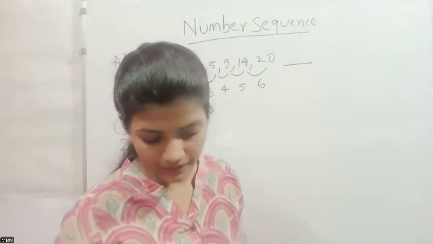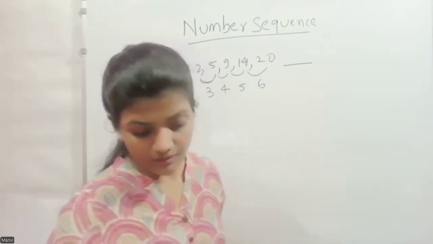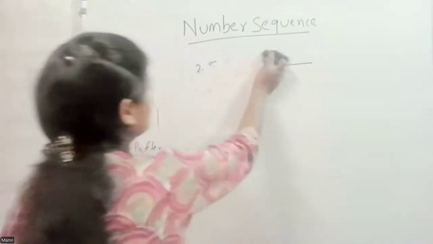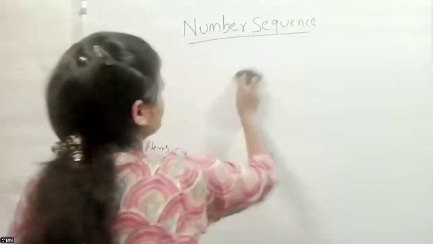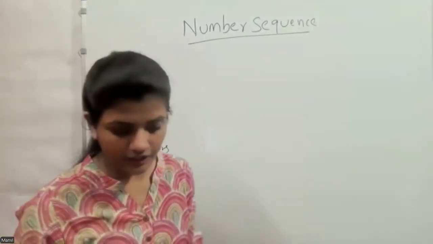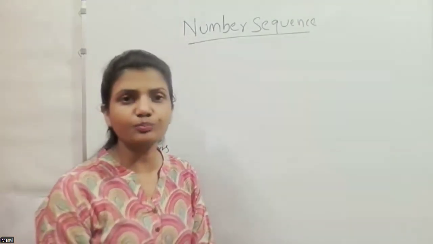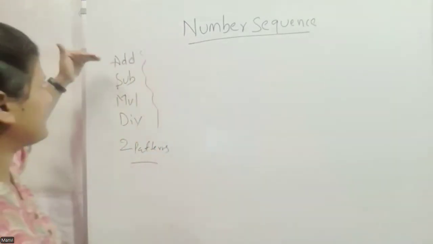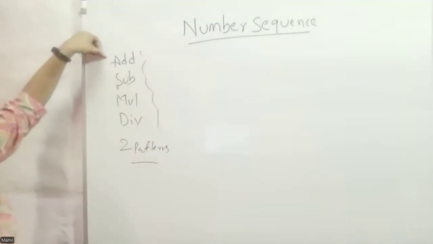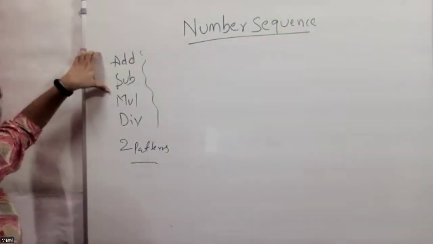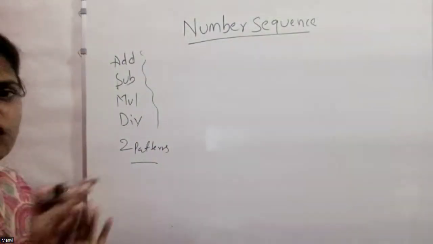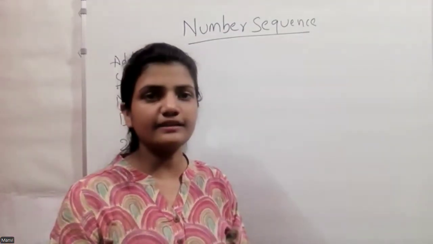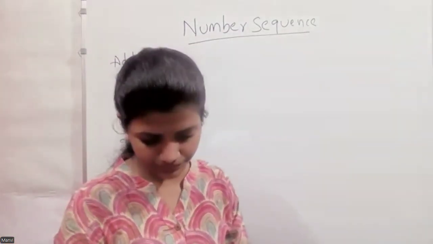Sometimes the numbers are also multiplied by some numbers, like in question number 3. Could you please both try it first? Either it must be added with some number, or subtracted, or multiplied, or divided. So first check the logic behind that and then try to answer me. Okay.